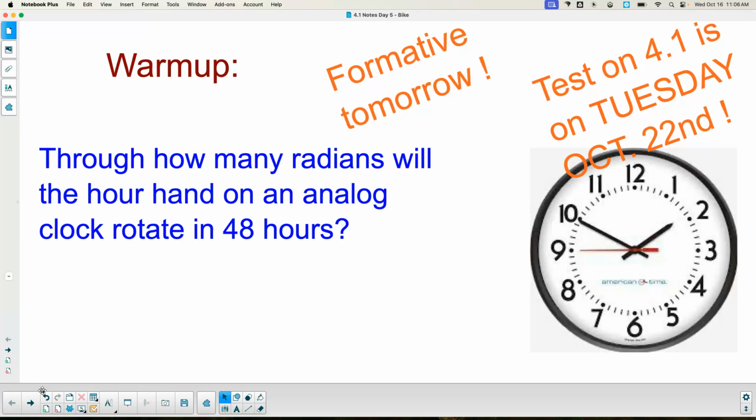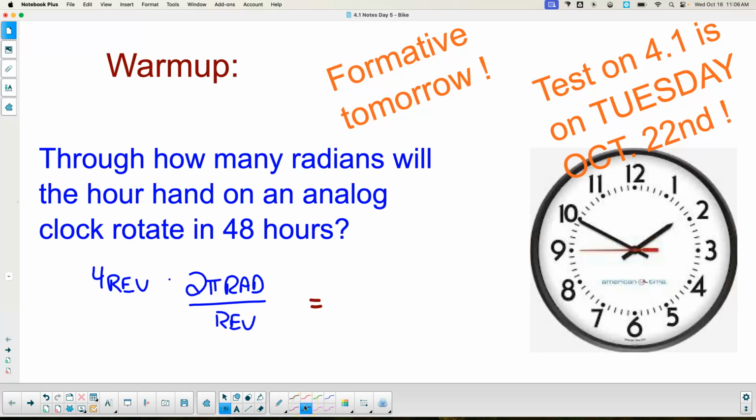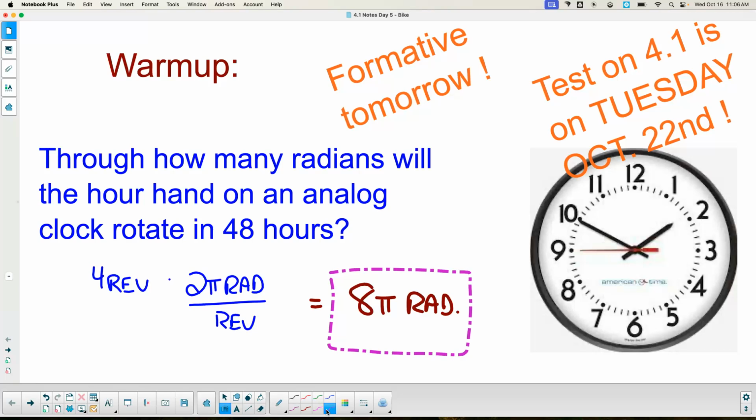Each time it goes around, how many radians does it go through? 2 pi? Okay? So it makes 4 revolutions. Each revolution is 2 pi radians. Means that this hour hand went around 8 pi radians. Yeah, I started thinking that it went around 48 times. That would be the minute hand that would have gone around 48 times. Yep. Okay.